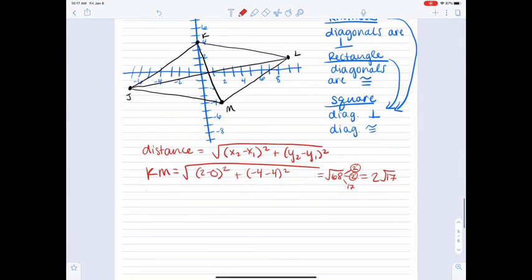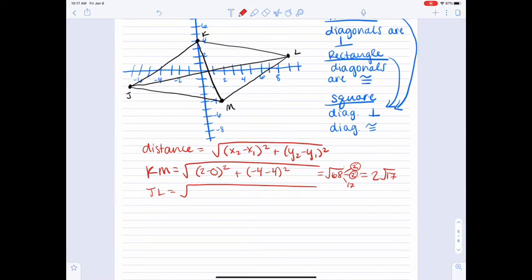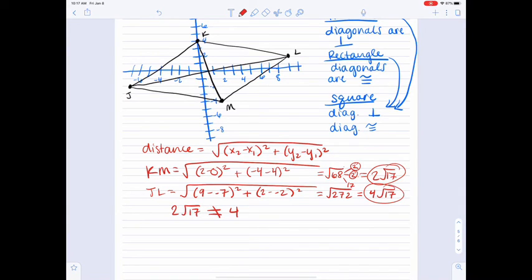We're going to do the same thing with JL. Nine minus negative 7, 2 minus negative 2. We're going to get the square root of 272. You could also just plug that into your calculator and get the decimal version. It doesn't really matter. All you see is that the two diagonals are not the same length. So we're going to write 2 square root of 17 does not equal 4 square root of 17.